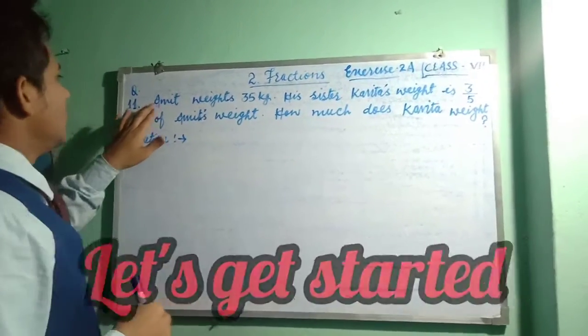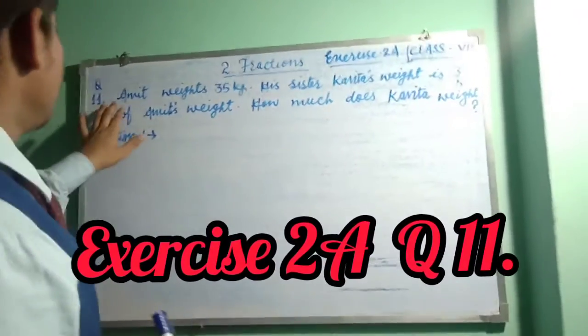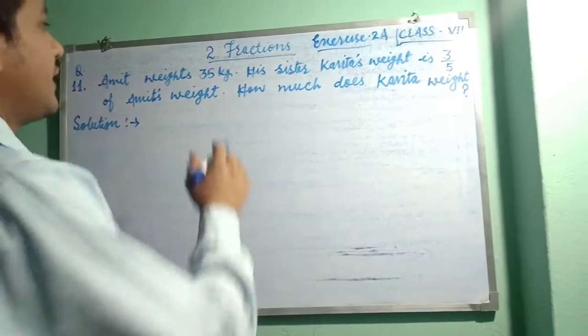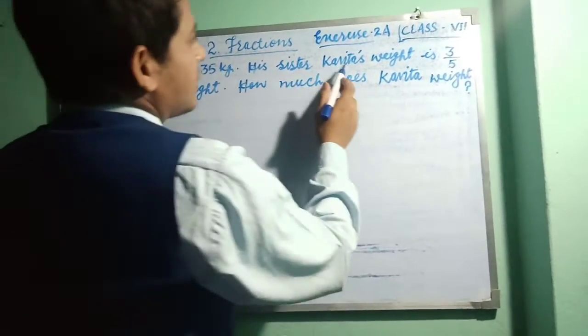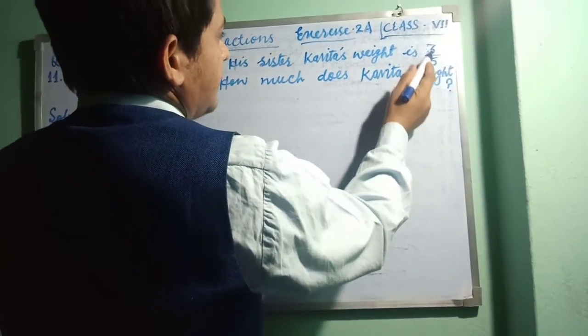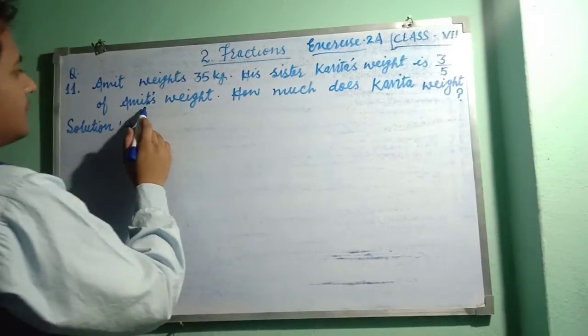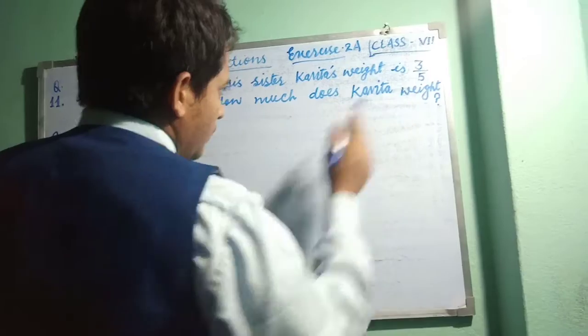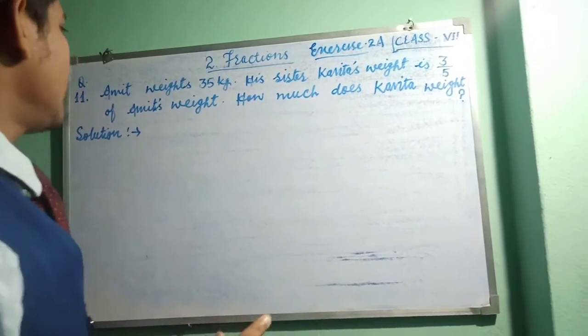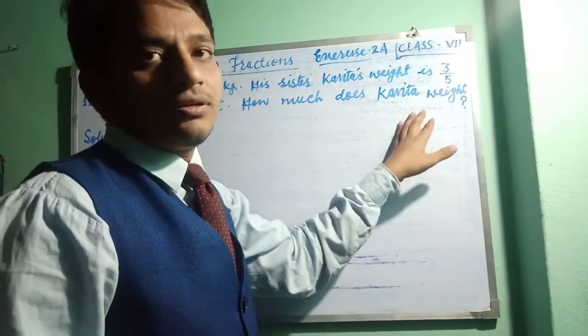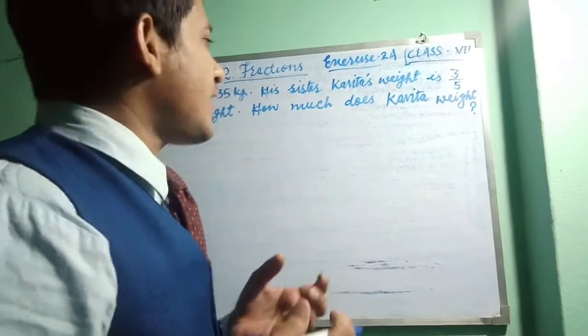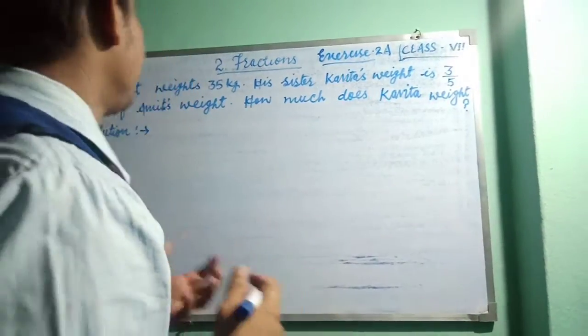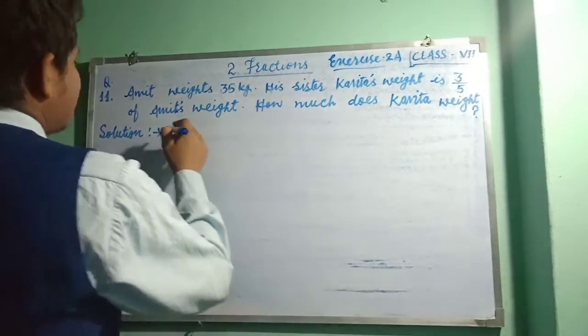Question number 11, exercise 2A. Amit weighs 35 kg. His sister Kavita's weight is 3/5 of Amit's weight. How much does Kavita weigh? That means we have to find Kavita's weight. Okay, now see first the given.